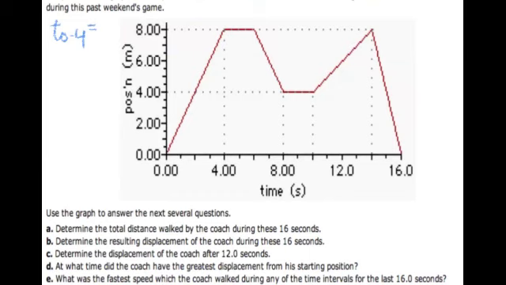The length he covered. So from 0 to 4 he moved a distance of 8 meters first. Then from 4 to, let's say, 6, he just stood still and didn't move any distance. So this is 8 meters and this is 0 meters. Then from 6 to 8, he came from the 8th mark, from 8 meters away, to 4 meters. So he again moved 4 meters.